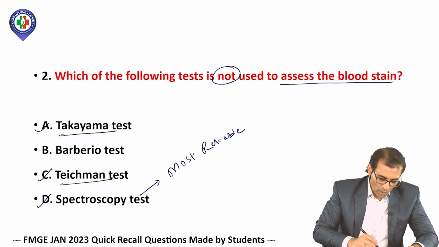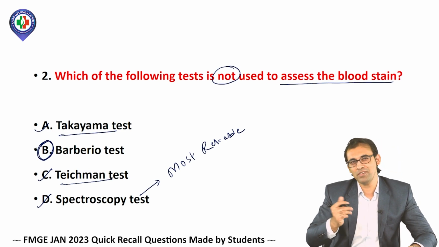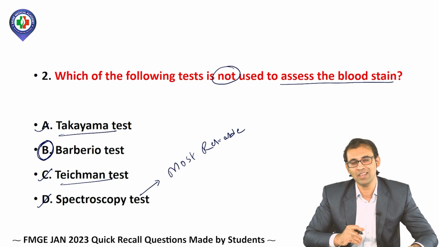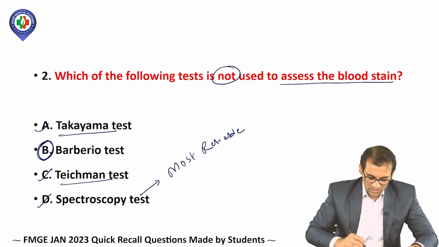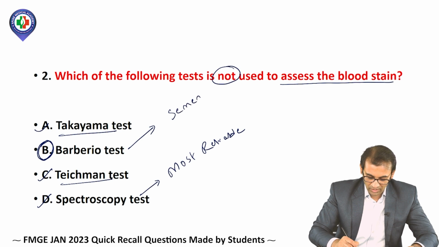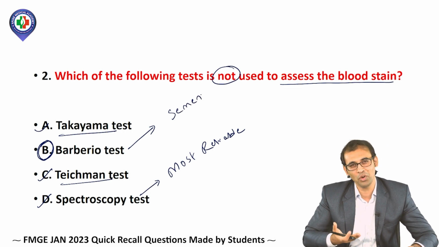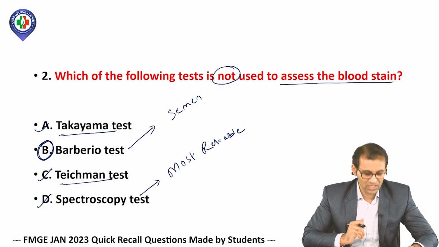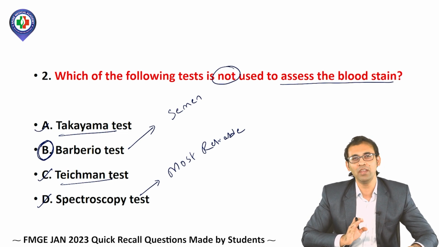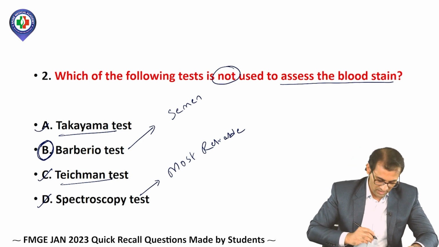But what about option B? Very important and repeatedly asked question: Florence test and Barberio's test. These we are using to detect what? Semen stain. We have learned all these things frequently. So out of these 4 options, obviously, Barberio's test is not used to detect blood stain, but seminal stain, right?